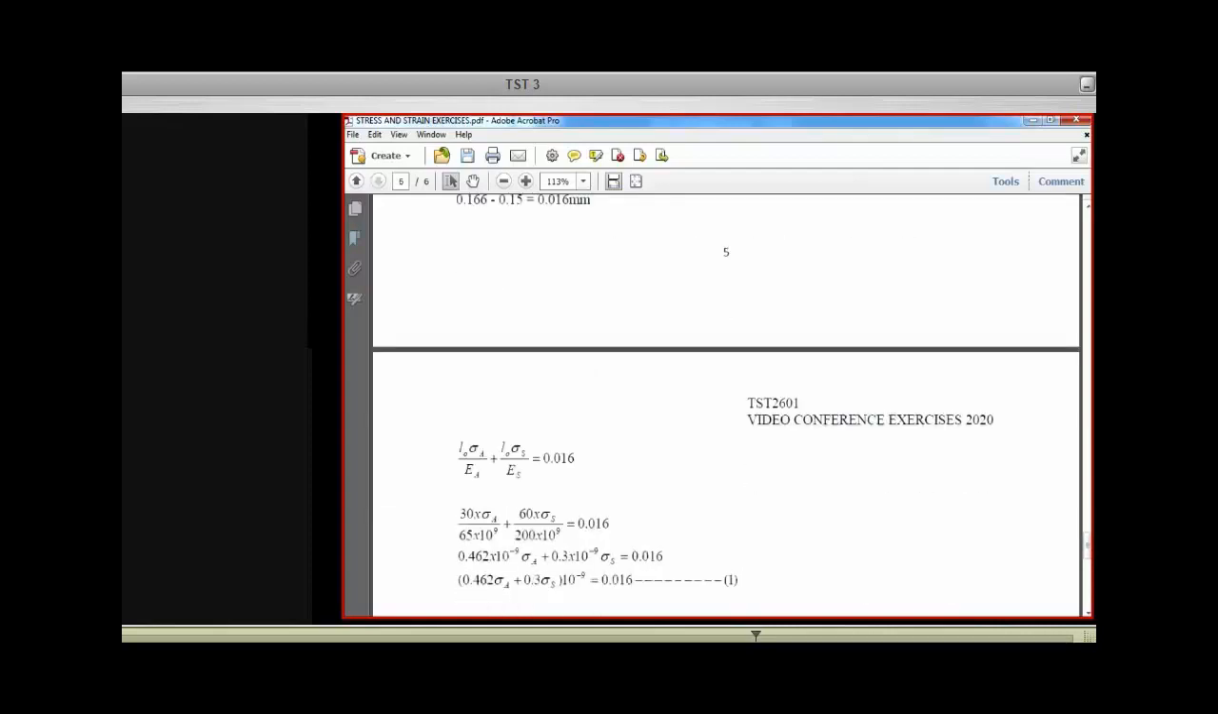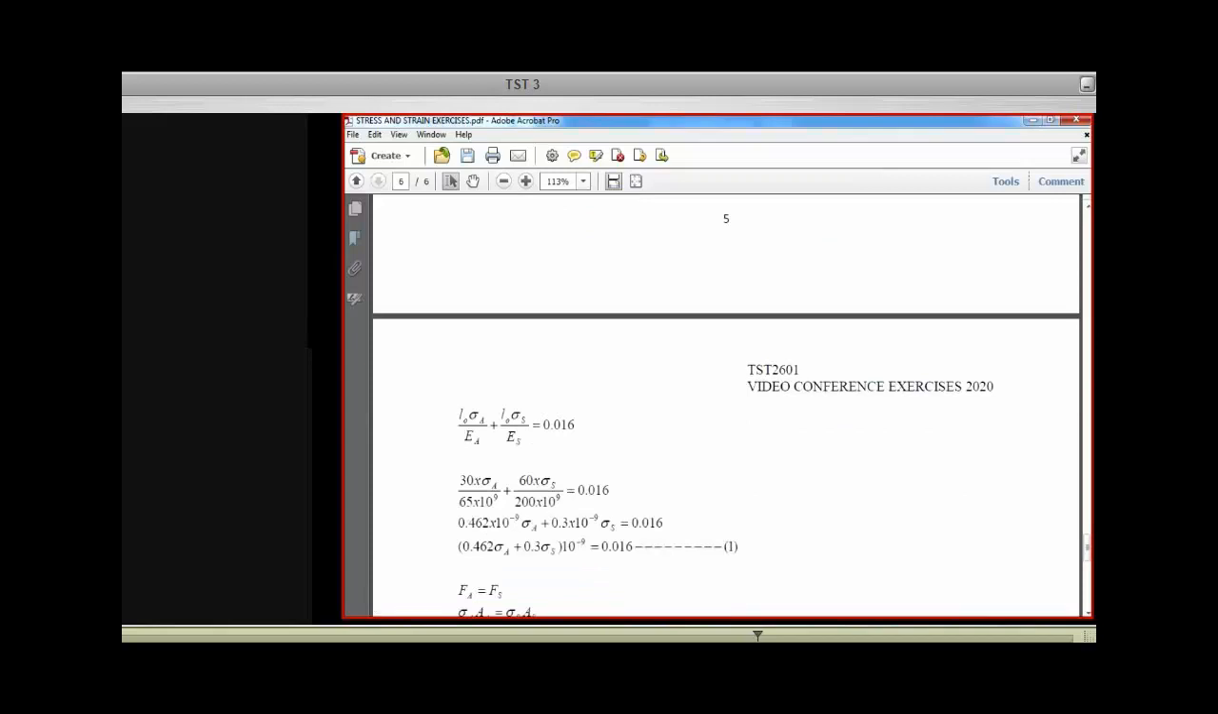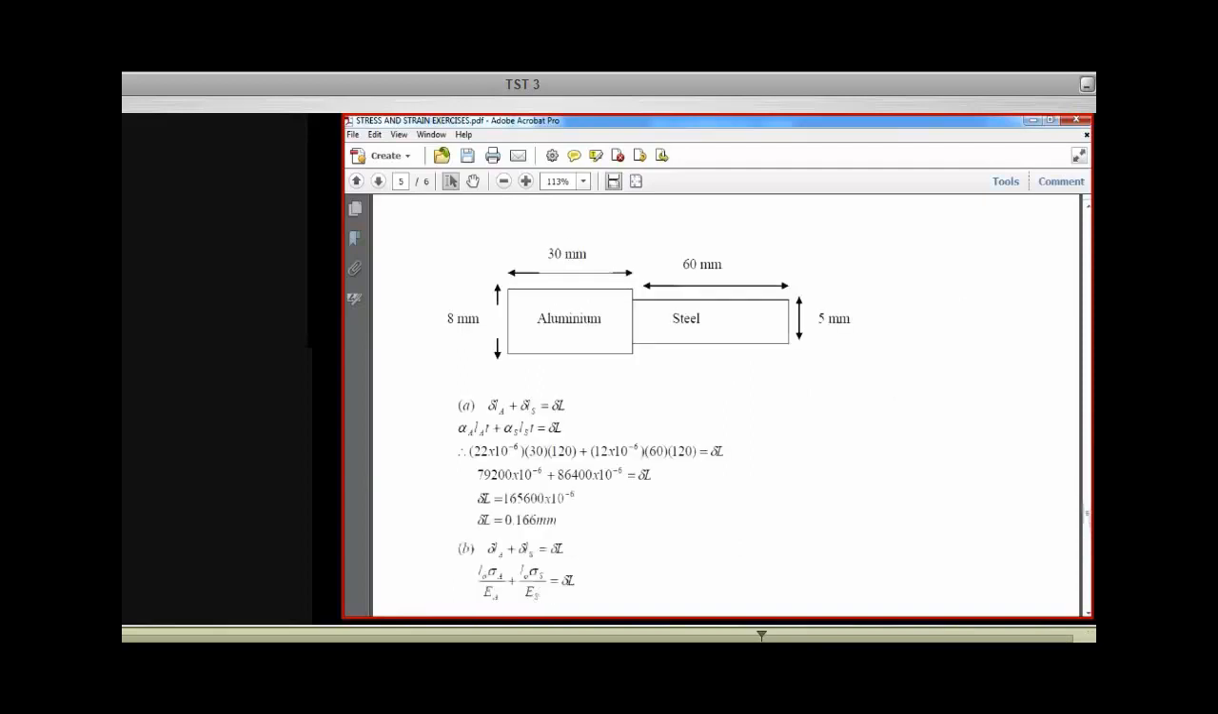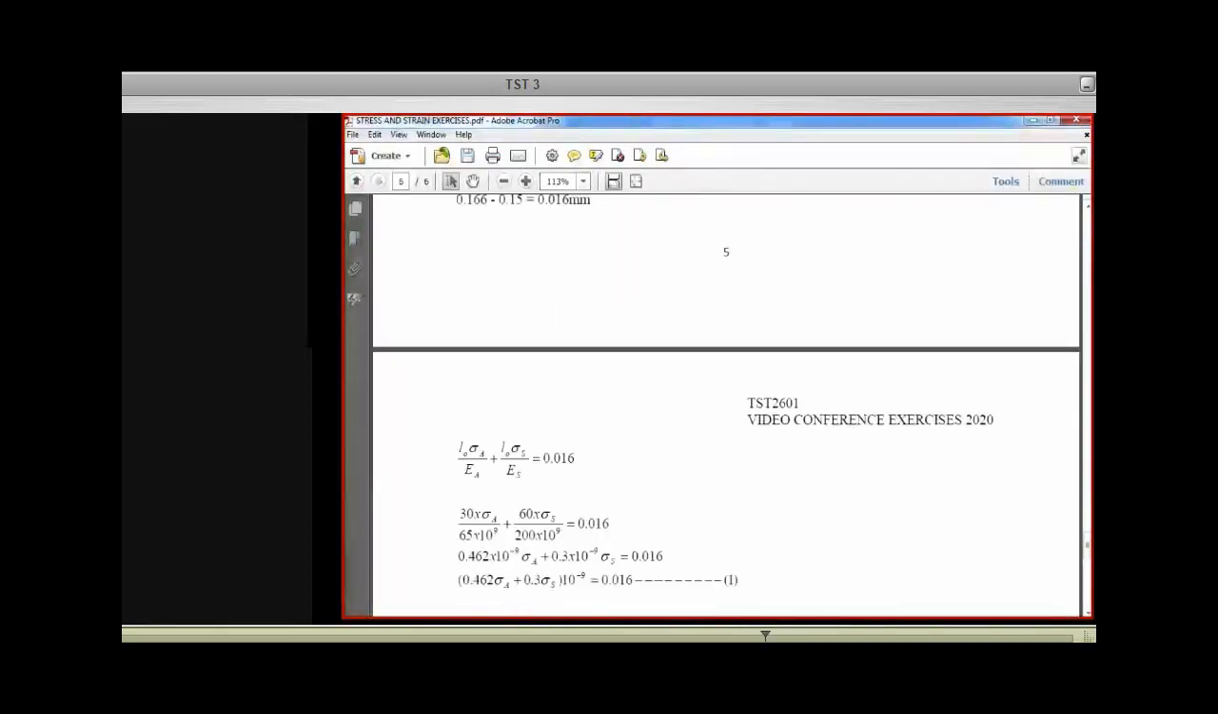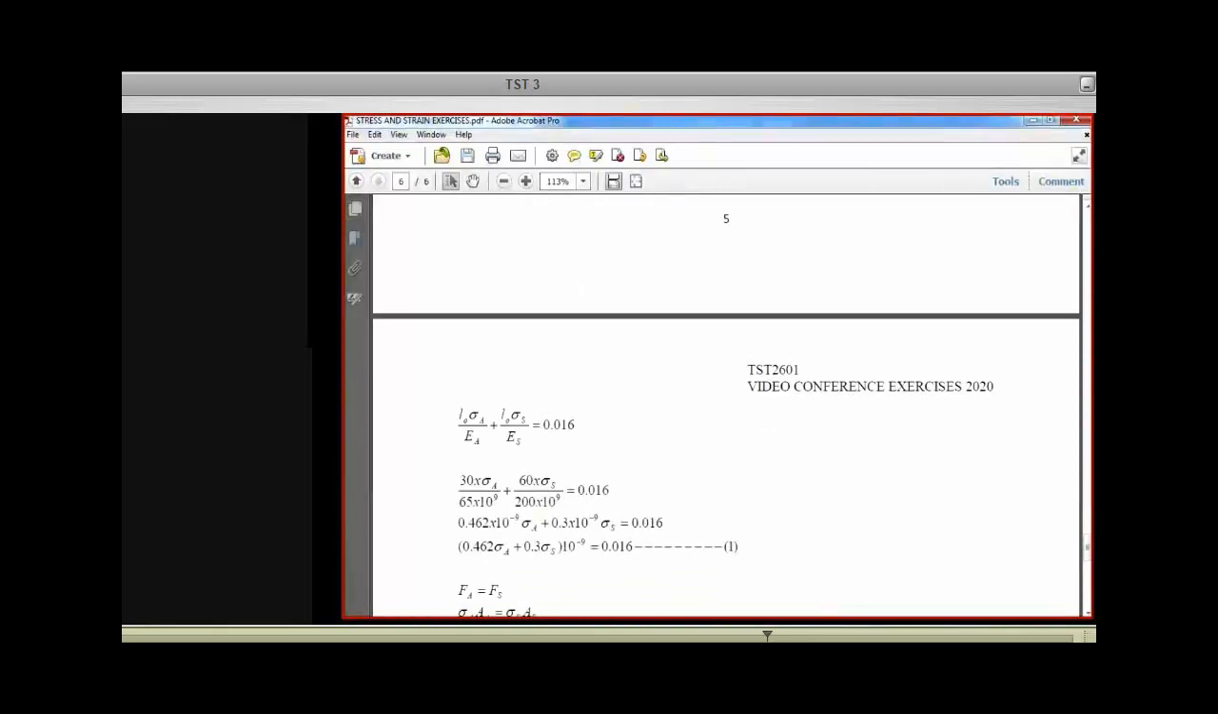So now we have an equation, because now we have two unknowns: the stress in the aluminum and the stress in the steel. So now we have this equation. We can't go further. It becomes our equation 1.